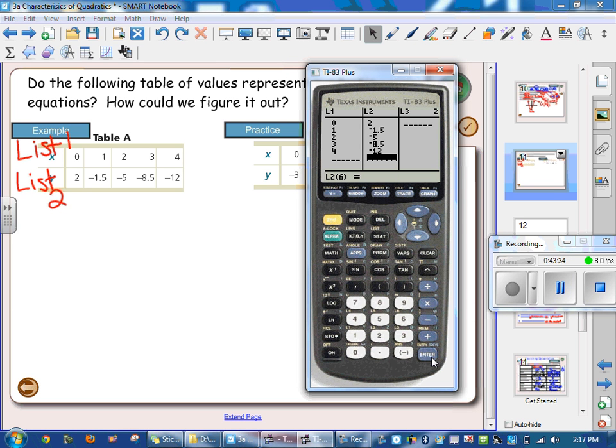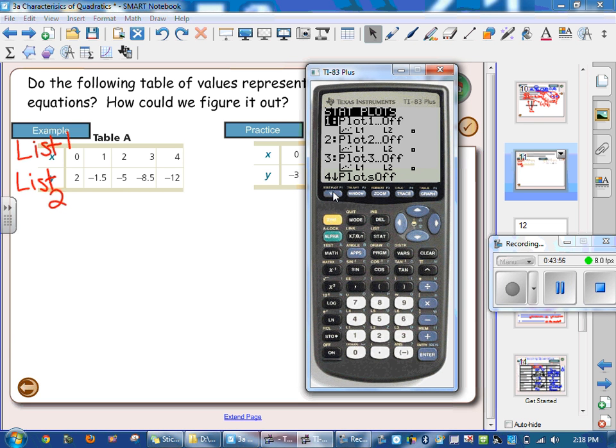Okay, so everybody hit second y equals. And here it's going to say typically your plots are off. What that means is I can't see the dots of my graph. I want to see the dots of my graph. So right now I'm going to hit enter. That takes me into that menu. And right now it's blinking on the on. Whenever it's black, that means you've selected it. So right now I'm going to change it to black.